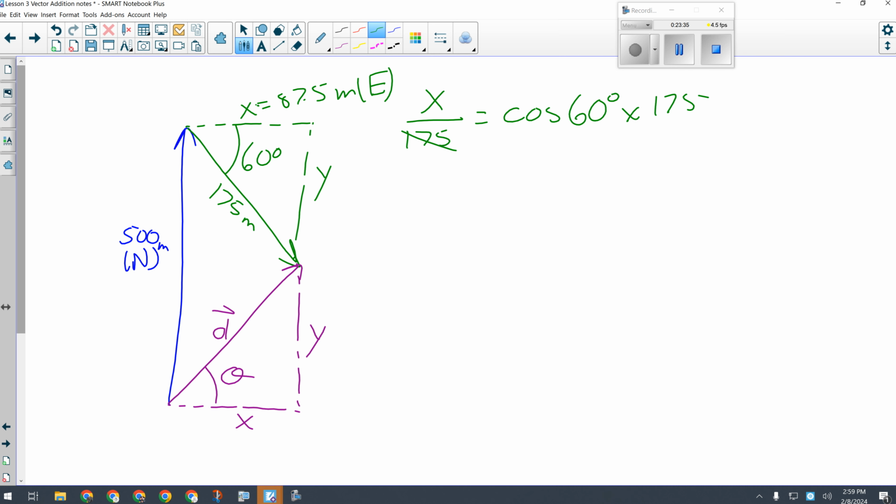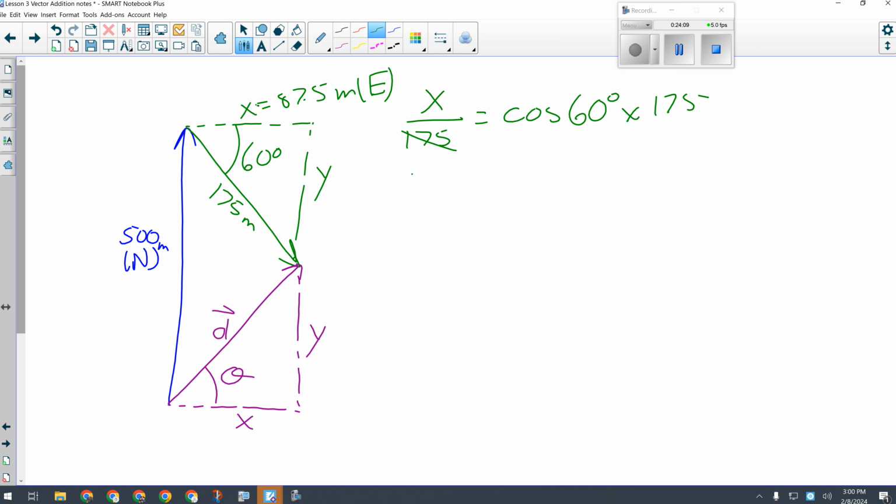And I always put a direction on that. This object went 87.5 meters east. What trig function will I use to find y? In relation to the 60-degree angle, is y opposite or adjacent? It's opposite, right? It's not touching the 60. That makes it opposite. If it's adjacent, it's touching the arc for the 60. This isn't touching the arc. So y is opposite.